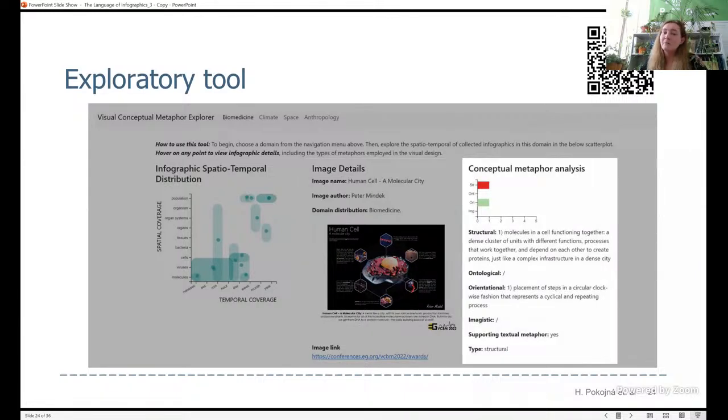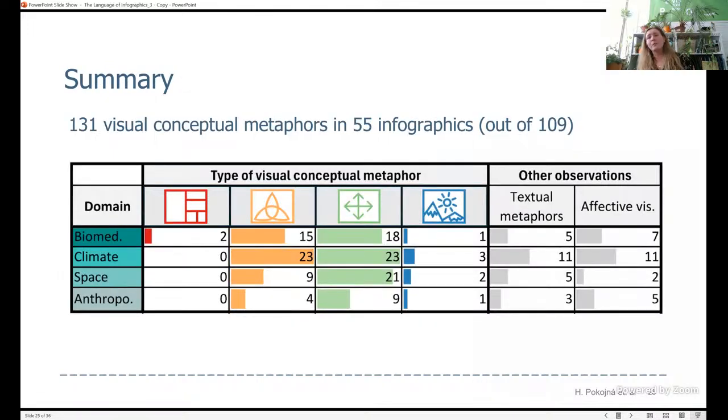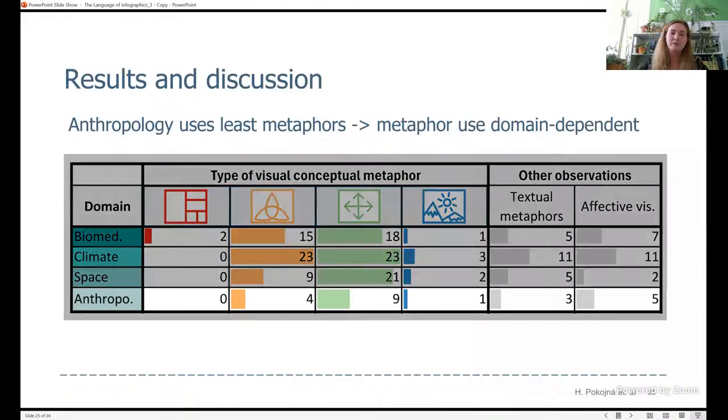And you also have metaphor analysis. So this little bar chart shows you how many of which type of visual conceptual metaphor is present in this specific infographics, as well as detailed description of each of them. In summary, we have looked at 109 different infographics, and only 55 of them have adhered to our criteria. And in total, we found 131 visual conceptual metaphors.